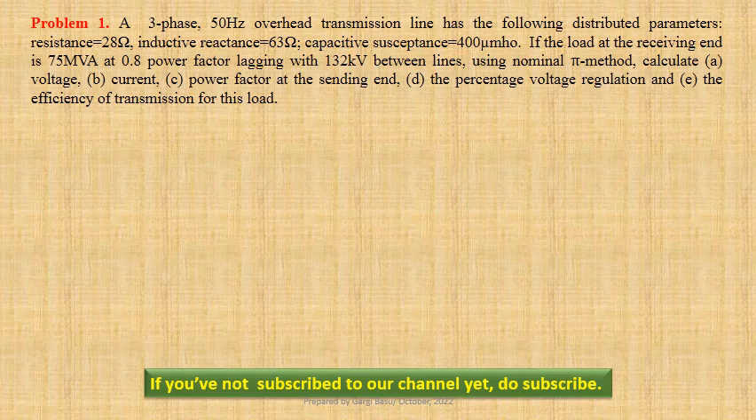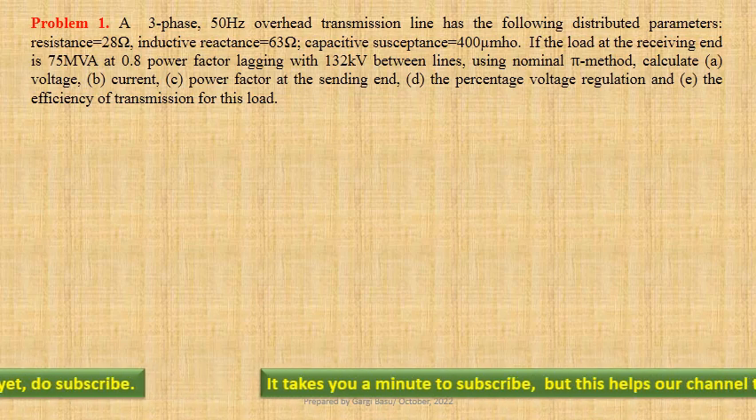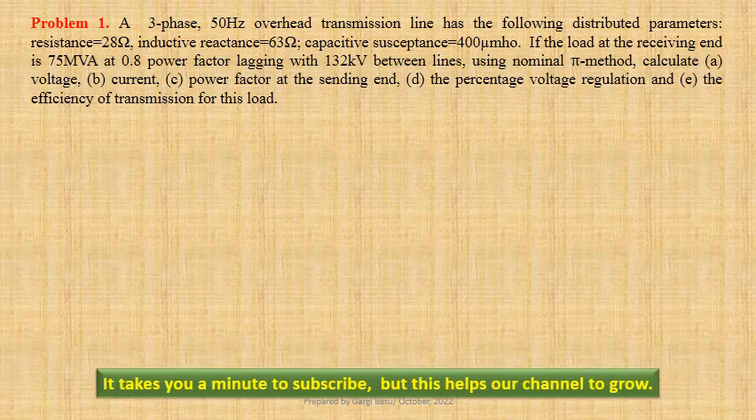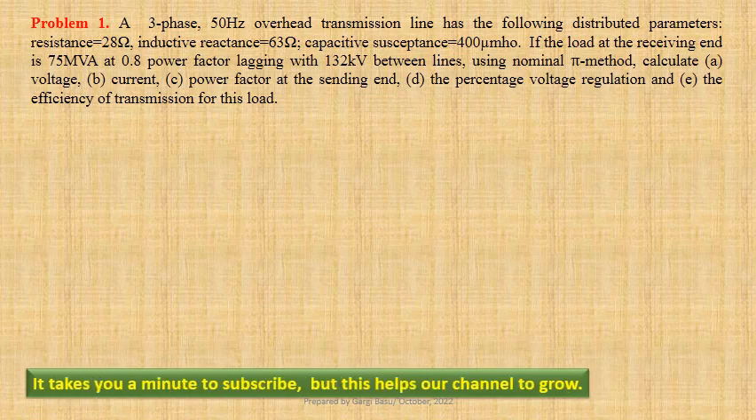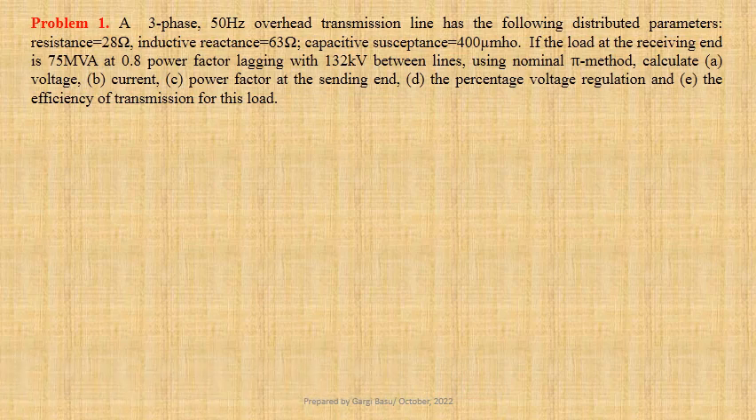If the load at the receiving end is 75 megavolt ampere at 0.8 power factor lagging with 132 kilovolts between lines, using nominal pi method, we have to determine voltage, current and power factor at the sending end. We also have to compute the percentage voltage regulation and the efficiency of transmission for this load.